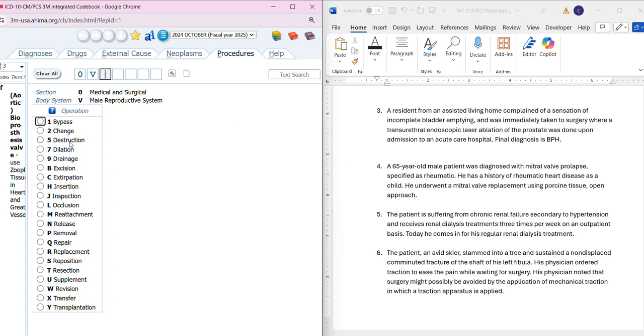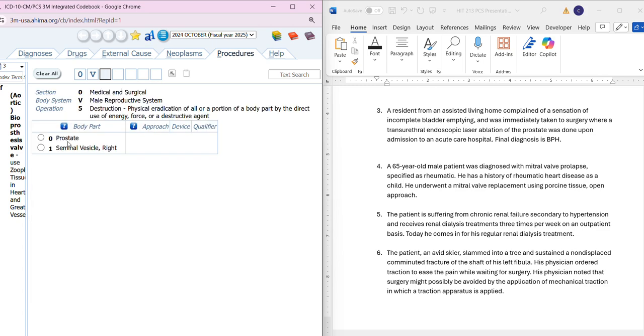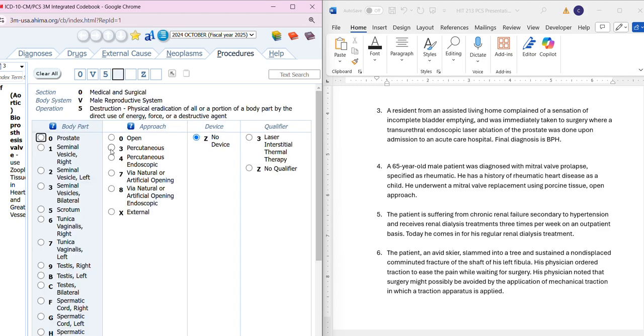And for the root operation, ablation basically means to destroy something, basically like burn it. So it's going to be number 5, which is destruction. And again, we're doing this to the prostate, so it's going to be 0.